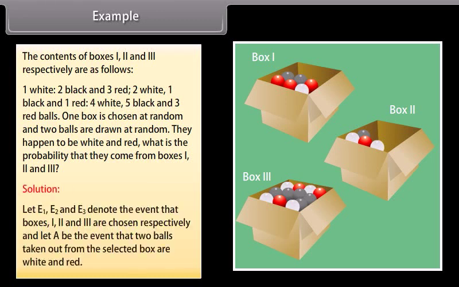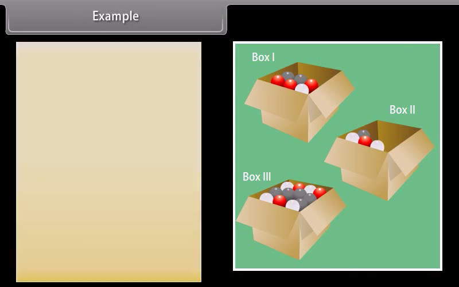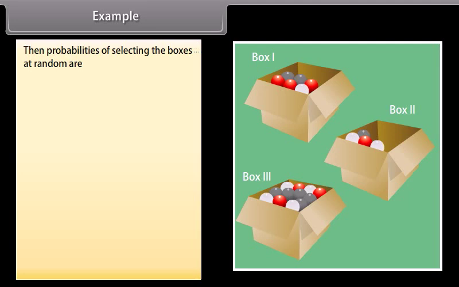Solution. Let E1, E2, and E3 denote the event that boxes 1, 2, and 3 are chosen respectively, and let A be the event that the two balls taken out from the selected box are white and red. Then the probabilities of selecting the boxes at random are: probability of event E1 is equal to probability of event E2 is equal to probability of event E3 is equal to 1 by 3.